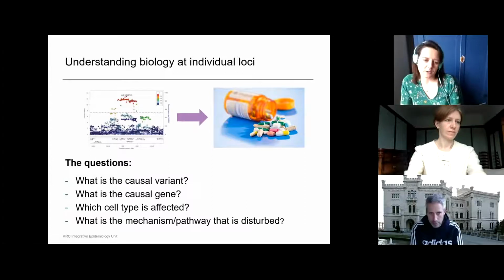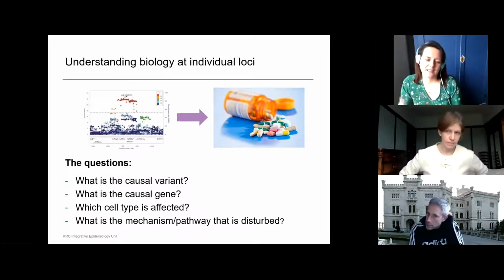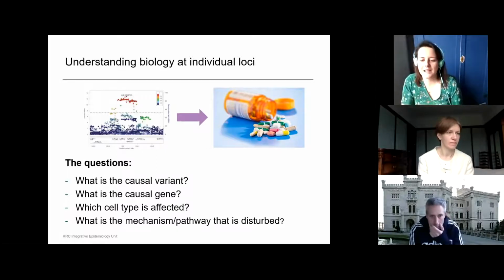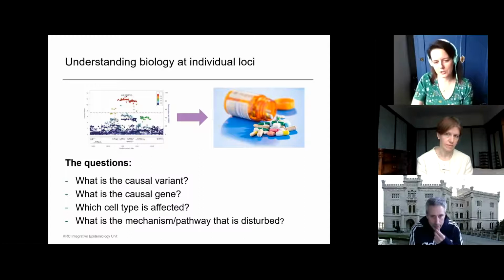So we think about 4 questions, really. Can we identify the causal variant? Can we identify the causal gene? Which cell type is affected? And then bringing it all together and maybe taking it a step further, what is the mechanism or pathway that's disturbed? So they're 4 questions that I'm going to go over, and what the processes might be to answer them.